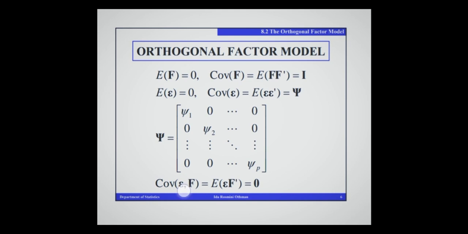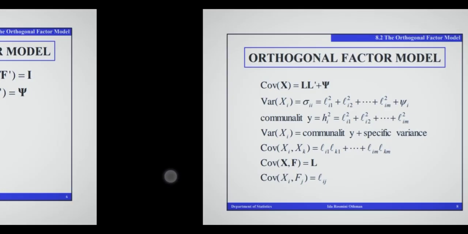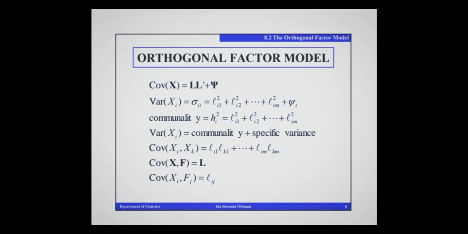Also, the covariance between factor dan error adalah 0, which means these two are independent. Okay, so how to find the covariance of X? Kita boleh juga cari covariance of X, which is the big sigma lah sebenarnya kan. The formula nya adalah factor loading multiply transpose of factor loading plus the diagonal matrix of error variance. Okay, covariance of error lah psi ni.